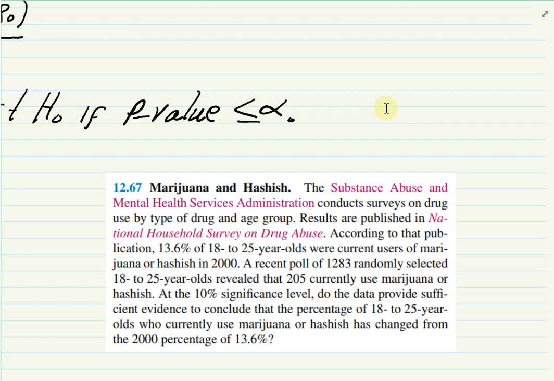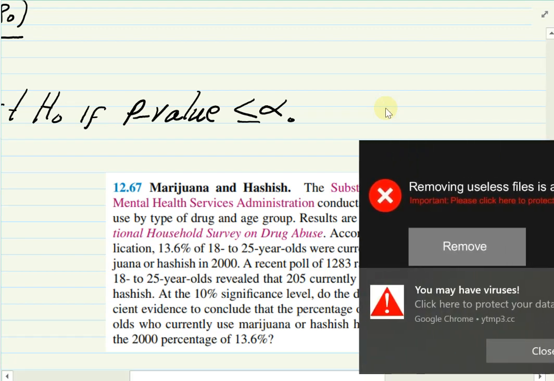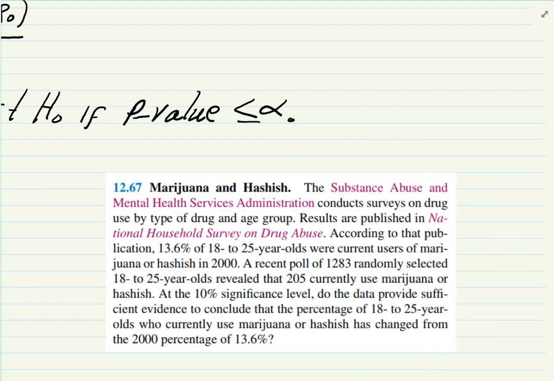So you probably read the statement of this exercise. It has to do with substance abuse and mental health. Sorry about this, this thing just pops up. In this exercise, according to the publication cited above, 13.6% of 18 to 25-year-olds were current users of marijuana or hashish in year 2000.